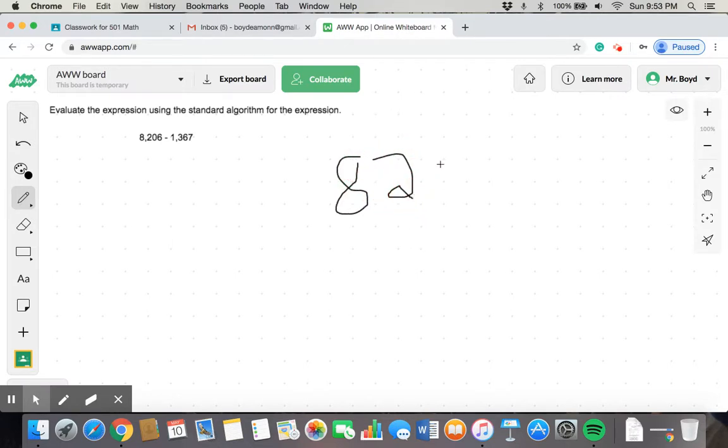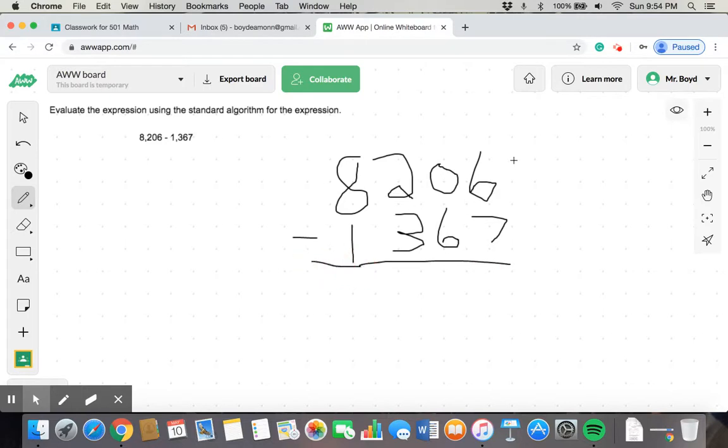So I'm going to do 8,206. And when I line up 1,367, I will make sure that I line up my thousands place value, my hundreds, my tens, and my ones. I will then set up my equation to subtract.